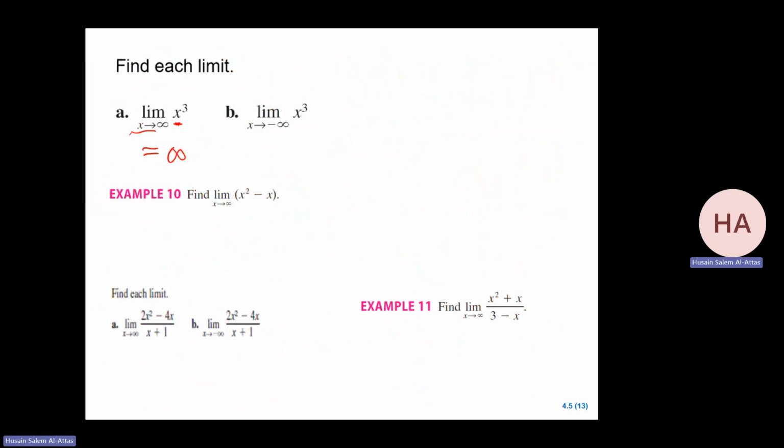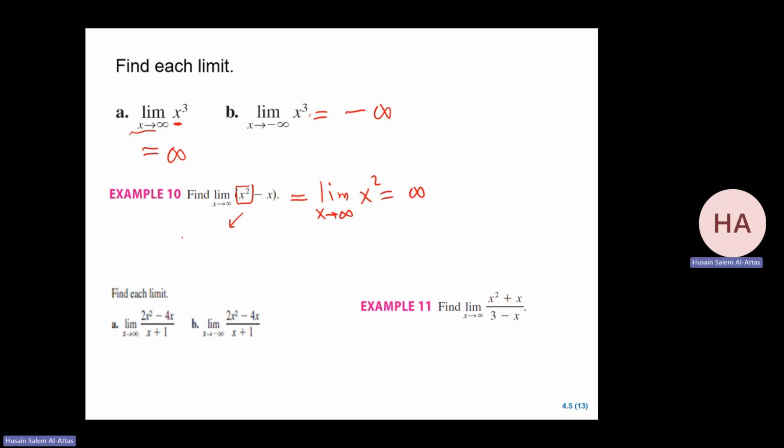Okay. This one, I have minus infinity times minus infinity times minus infinity. So the result is what? Minus infinity. Here you can think of it, where is the control? The control is the highest power. So this limit is the same as this limit. So the answer is infinity.